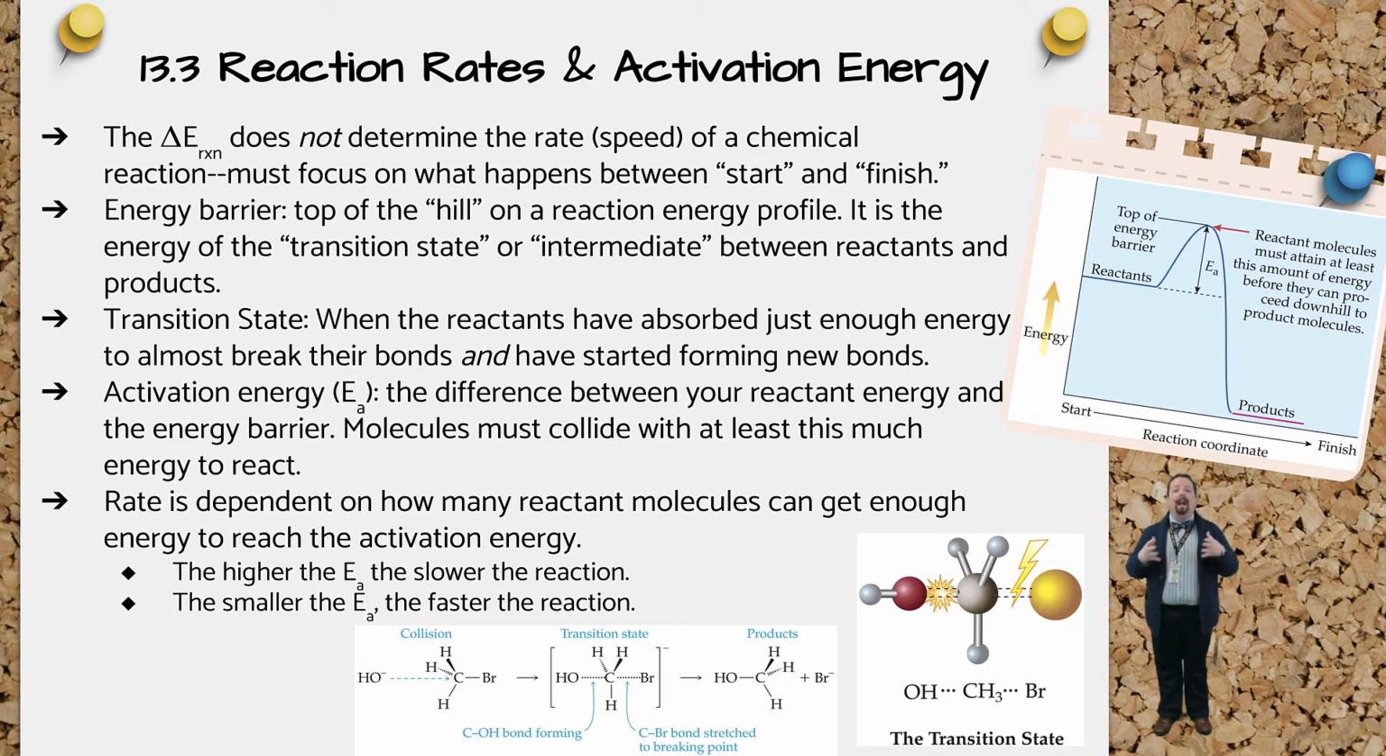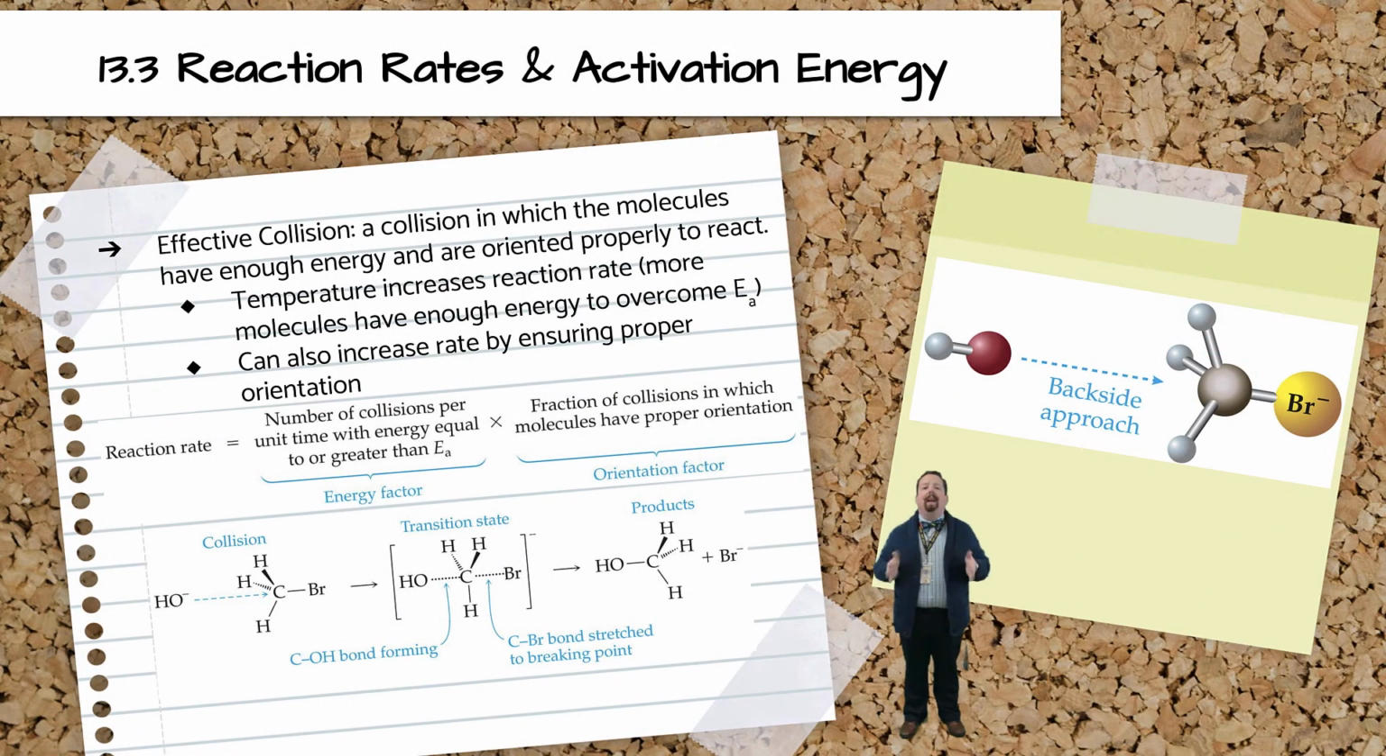The larger the activation energy is, the slower the reaction. Think of it like a hill or a set of stairs. It takes more energy to reach the top, so you end up going slower. The smaller the activation energy, the easier it is to overcome, so the faster the reaction occurs. The number of effective collisions is really the main determinant in how fast a reaction proceeds.